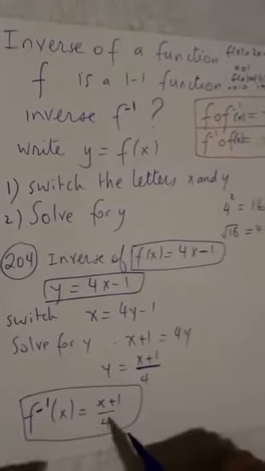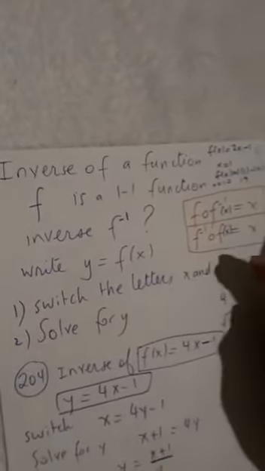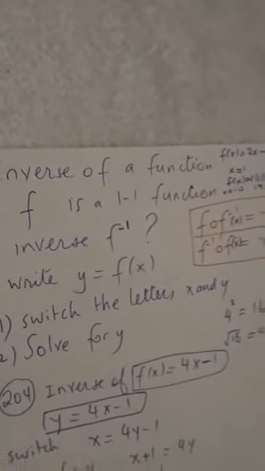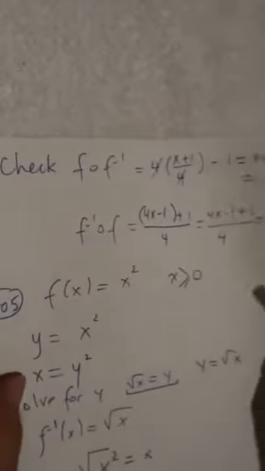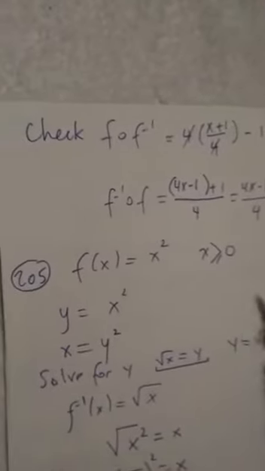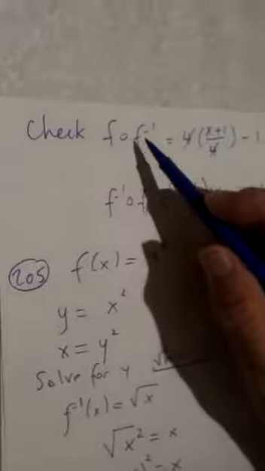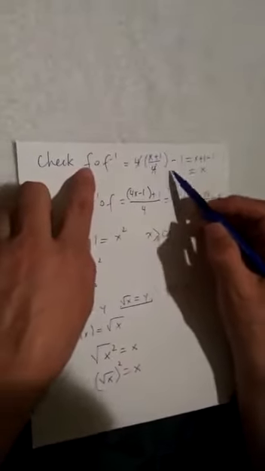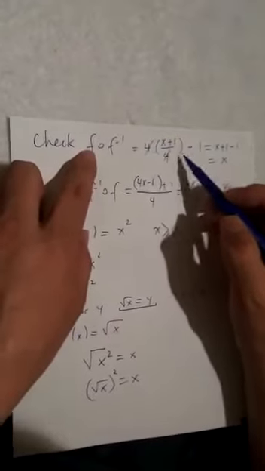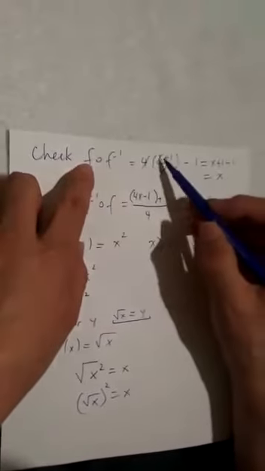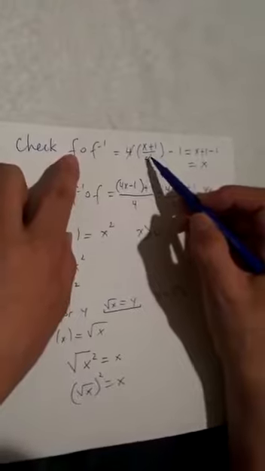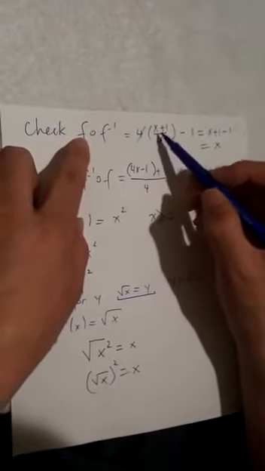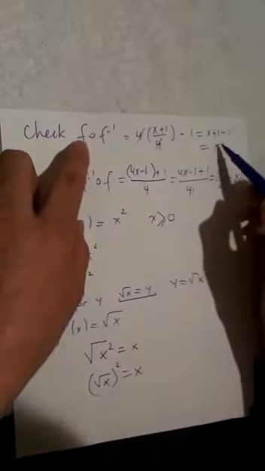We could check if this is actually an inverse by composing one function into the other one. Let us check. f composed with f minus 1. The main function is f, so that's 4x minus 1. But x becomes the inverse, which was x plus 1 over 4. So the 4 cancels. That leaves you with x plus 1 minus 1, which is x.